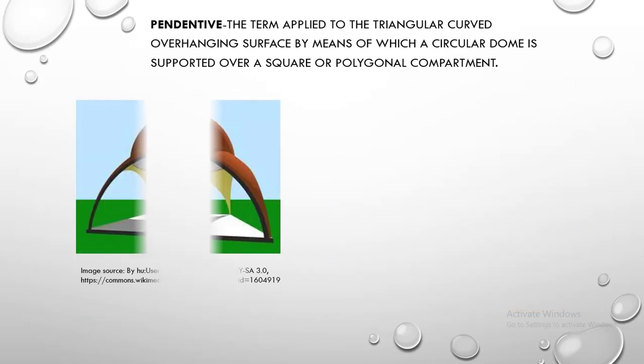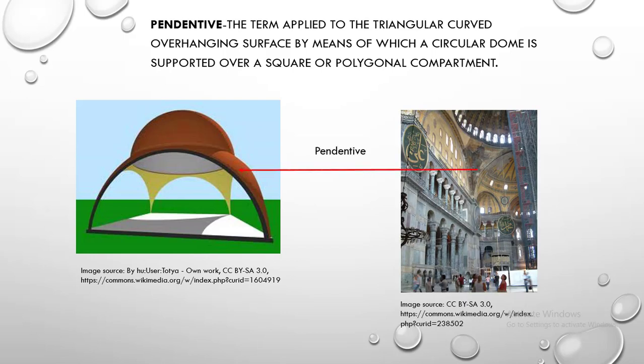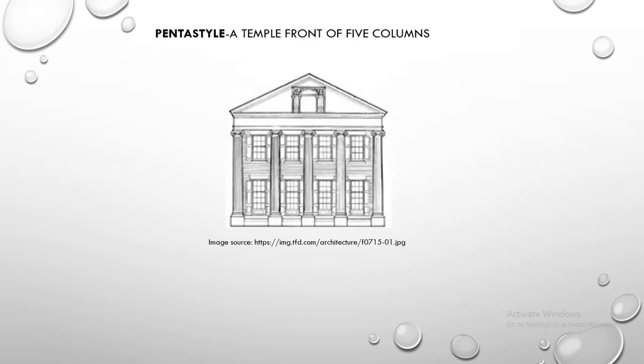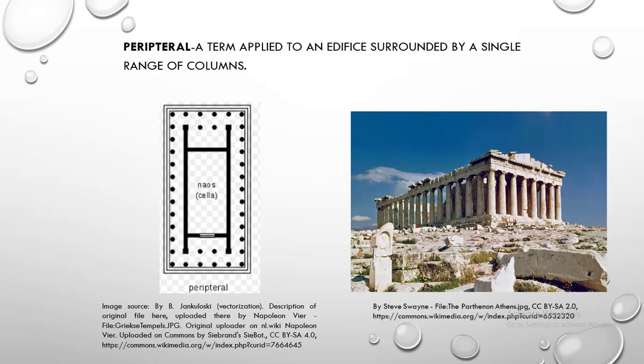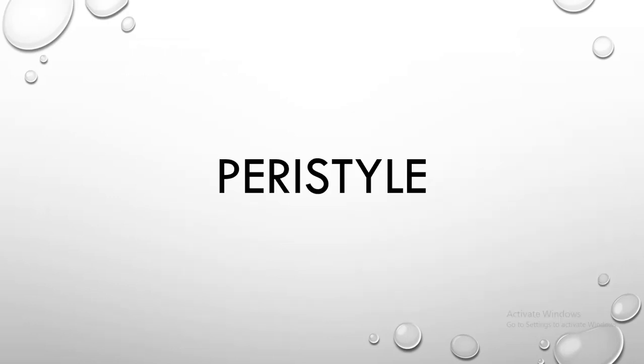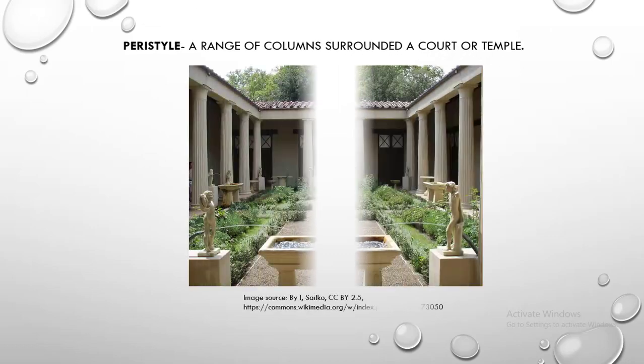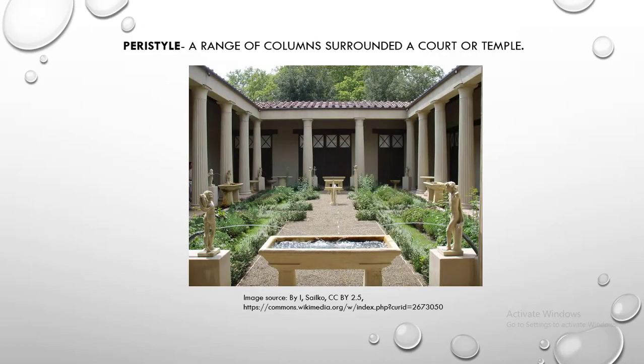Pendentive. Pendentive is the term applied to the triangular curved overhanging surface by means of which a circular dome is supported over a square or polygonal compartment. Pentastyle. Pentastyle is a temple front of 5 columns. Peripteral. Peripteral is a term applied to an edifice surrounded by a single range of columns. Peristyle. Peristyle is a range of columns surrounding a court or temple.